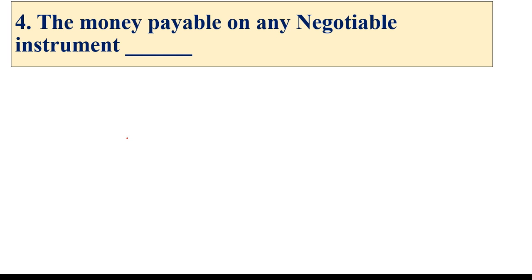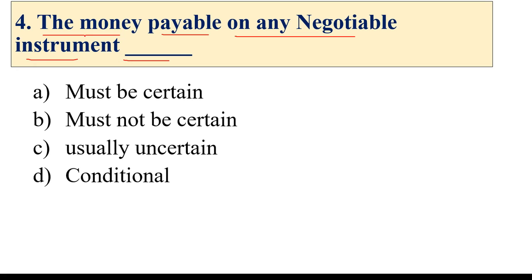Next, fourth question. The money payable on any negotiable instrument must be dash. Okay, so the money payable on any negotiable instrument must be dash. So let's see the options. Option A, must be certain. Option B, must not be certain. Option C, usually uncertain. And D, conditional.